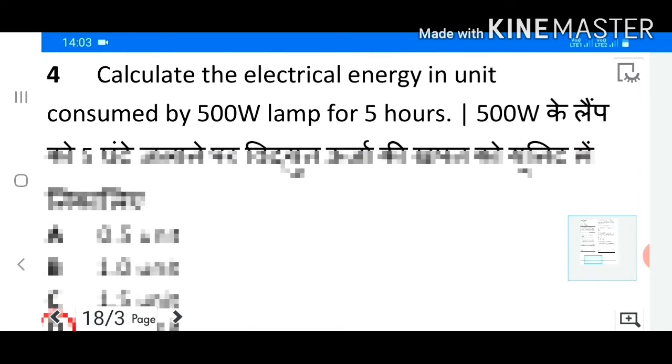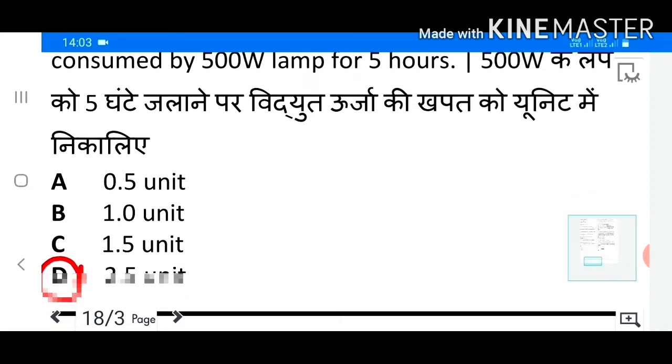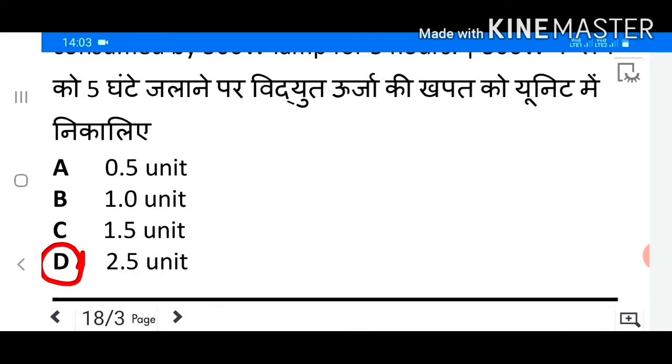4. Calculate the electrical energy in unit consumed by 5000 watt lamp for 5 hours. Answer D. 2.5 unit.